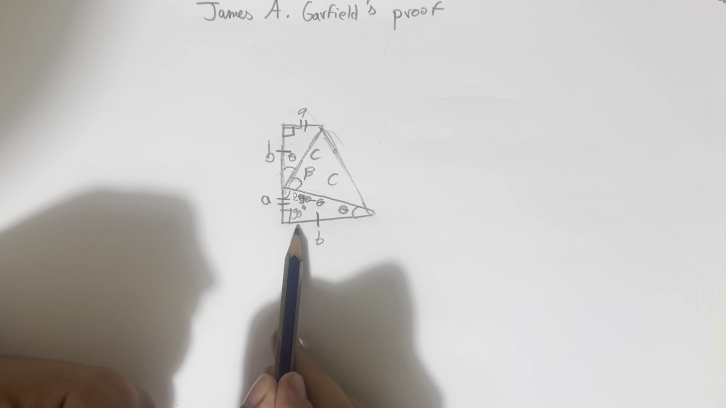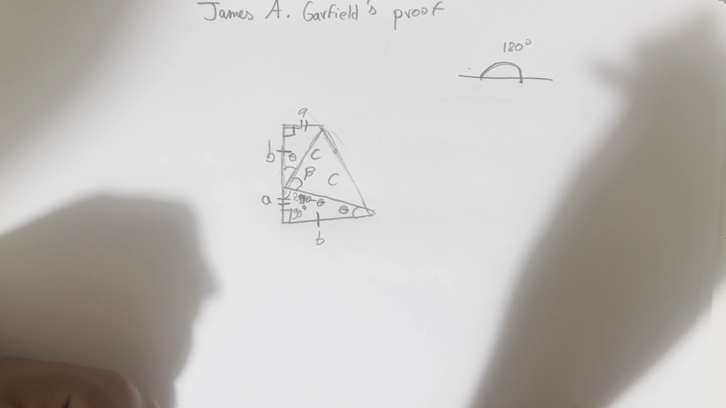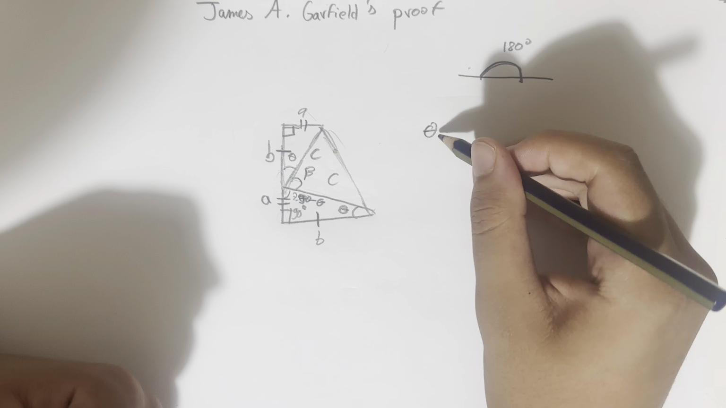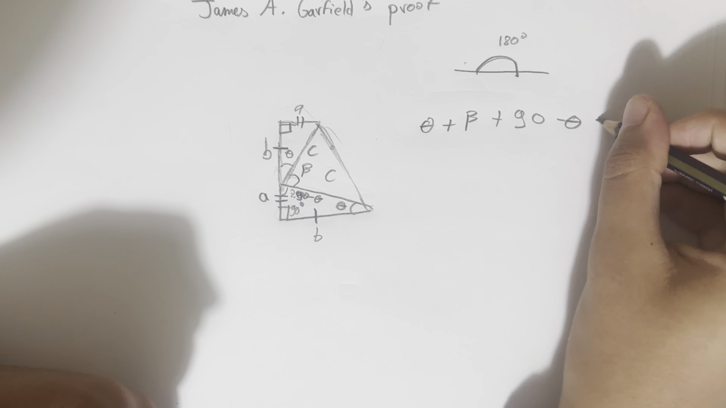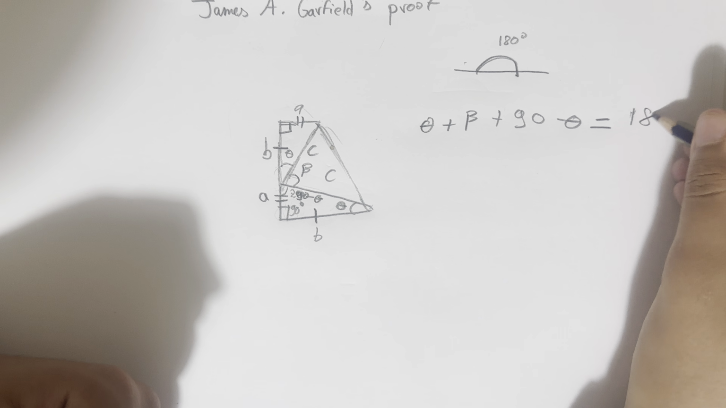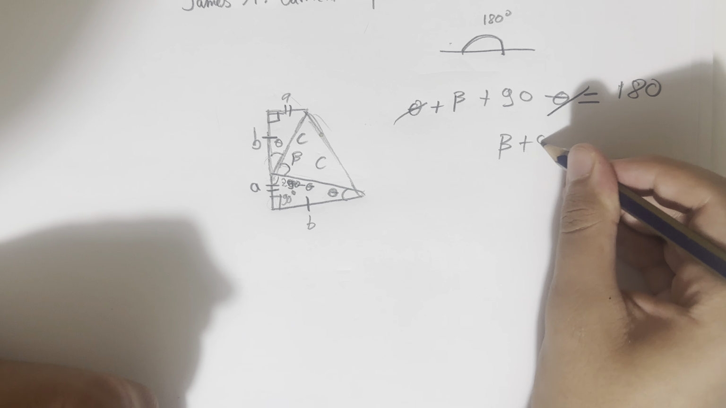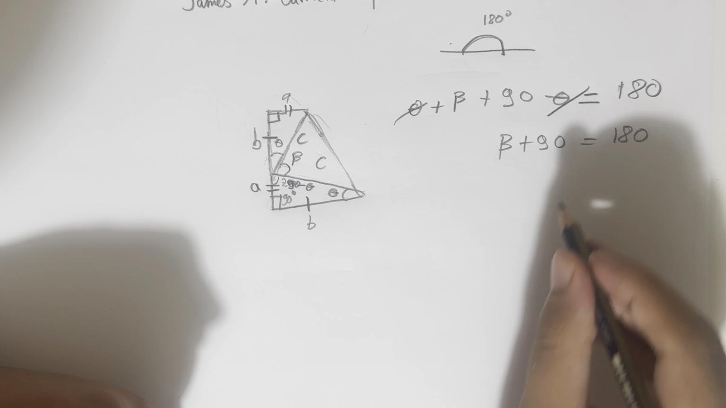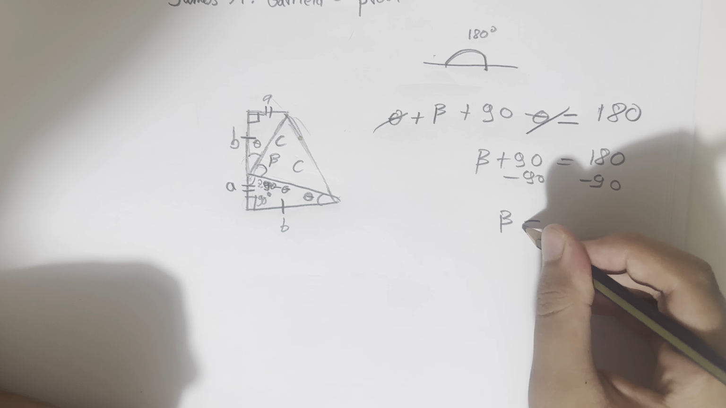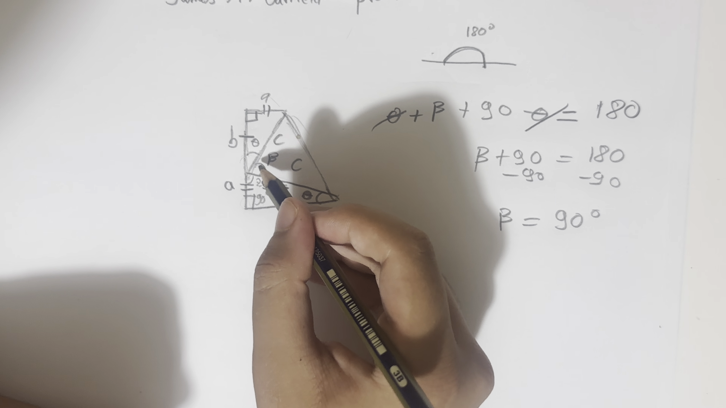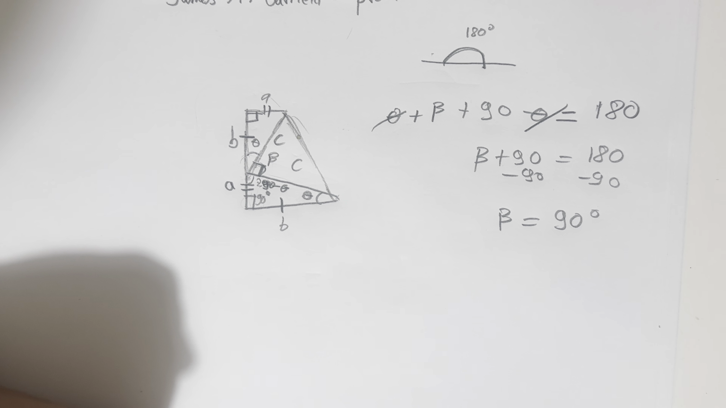So all of these angles right here will also sum up to 180 degrees, because it's a straight line, 180 degrees. So what this means is that theta plus beta plus 90 minus theta have to equal 180. And so the thetas cancel out. We're left with beta plus 90 is equal to 180. Then we subtract 90 from both sides, and we're left with beta is equal to 90. So we figured out that this angle right here, beta, is equal to 90 degrees. So this triangle with side length C is also a right triangle.